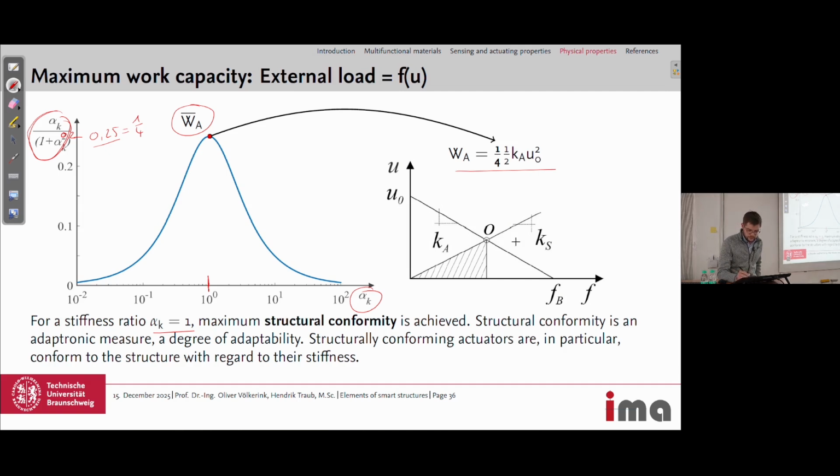And this is also shown here. So with a negative sign, you have the same stiffnesses in this diagram of Ka and Ks, but with changed signs. So structural conformity is achieved when stiffnesses of actuator and structure are the same.